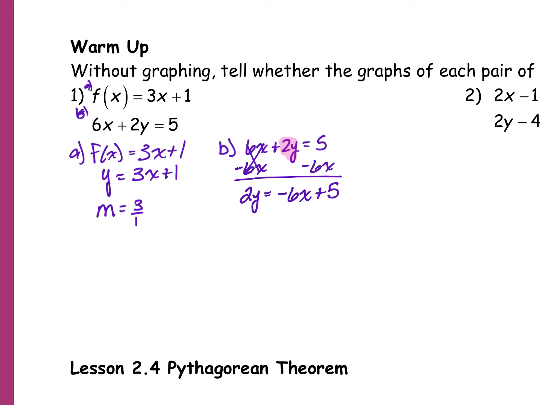Okay, is my y by itself? No, why? There's a 2 with the y. So what do I do with that 2? I divide by 2. Excellent. And I get y equals, what's negative 6 divided by 2? Negative 3. Plus, 5's not an even number, so 2 doesn't go into it, right? So I'm just going to leave it as 5 halves. It's a 2. Sorry. Okay, what's my slope?